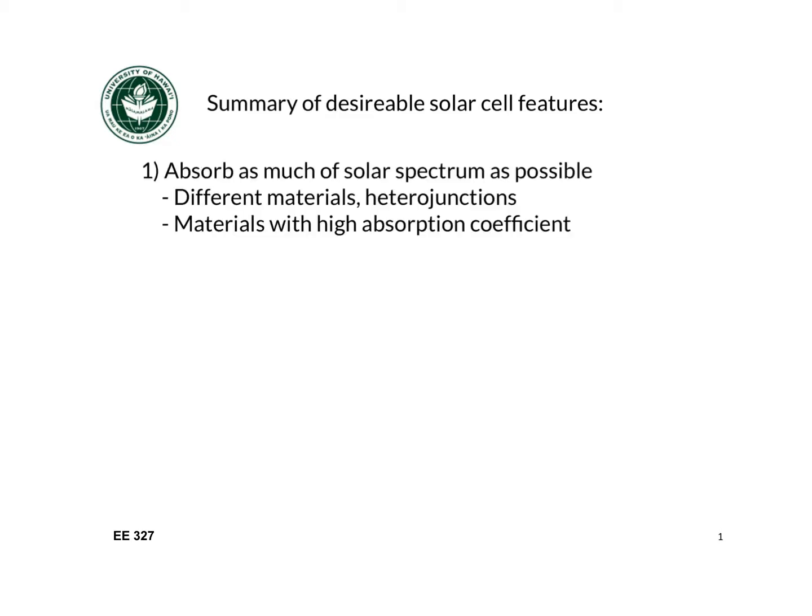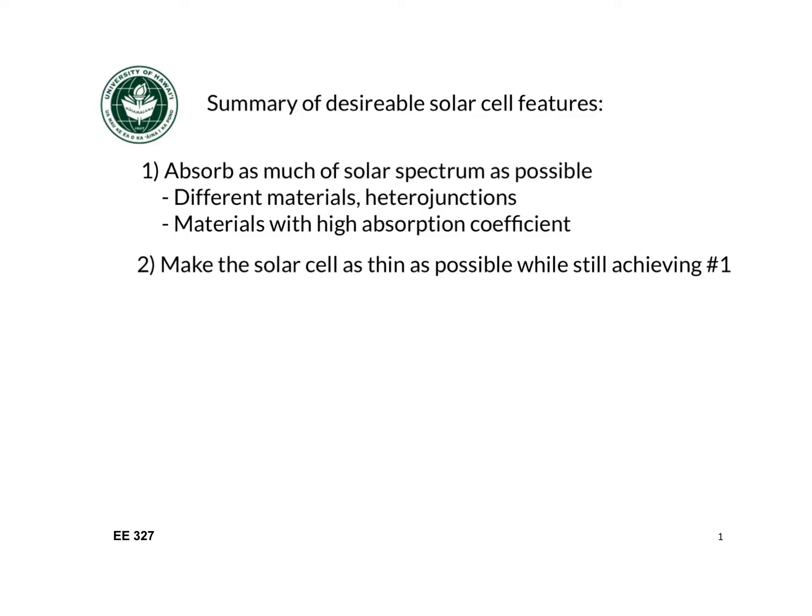So now let's summarize the desirable features of solar cells. One thing that you want to do is absorb as much of the solar spectrum as possible. And how do we do that? Well, we talked about that, so we can use materials with different band gaps to try to cover the solar spectrum. That involves multi-junction or heterojunction types of structures. You also want to use materials with a high absorption coefficient in those wavelengths that make up the solar spectrum.